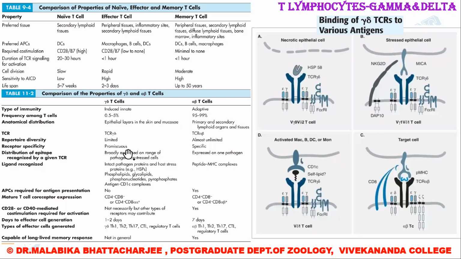Okay. So we have already done the alpha beta T cells. Now we are moving on to the gamma delta T cells. And if you remember in my first class, in this series, in the hematopoiesis stage, we get the lymphoid progeny and the myeloid progeny. From the lymphoid progeny, we get the T lymphocytes and the B lymphocytes.